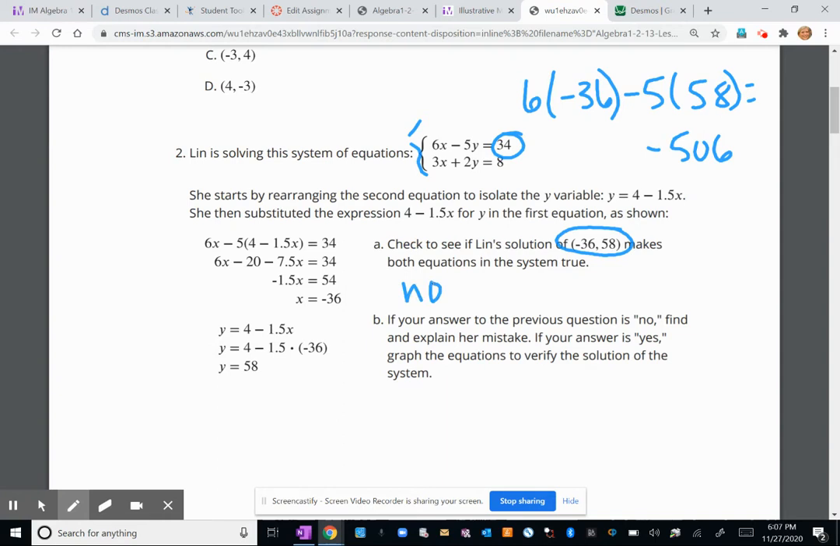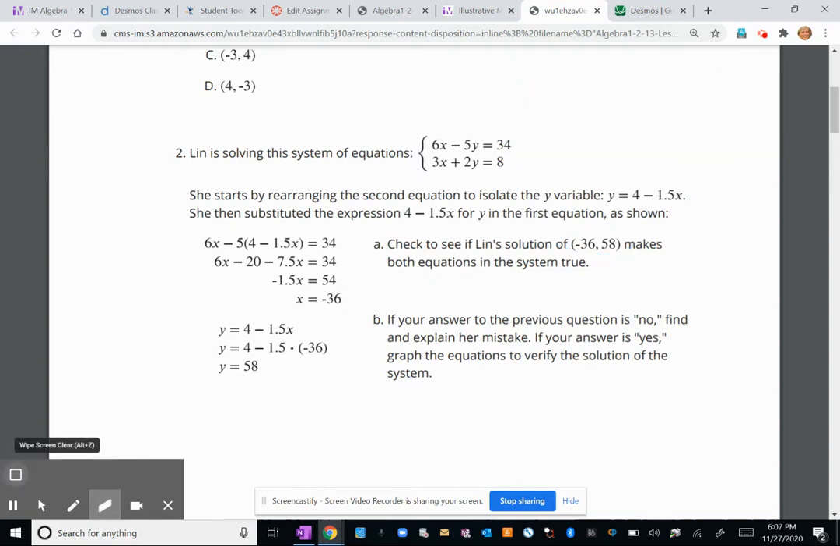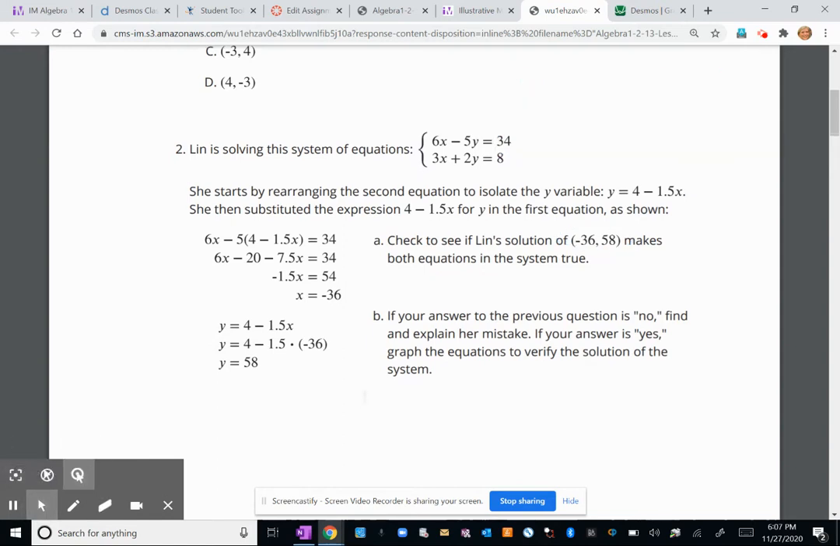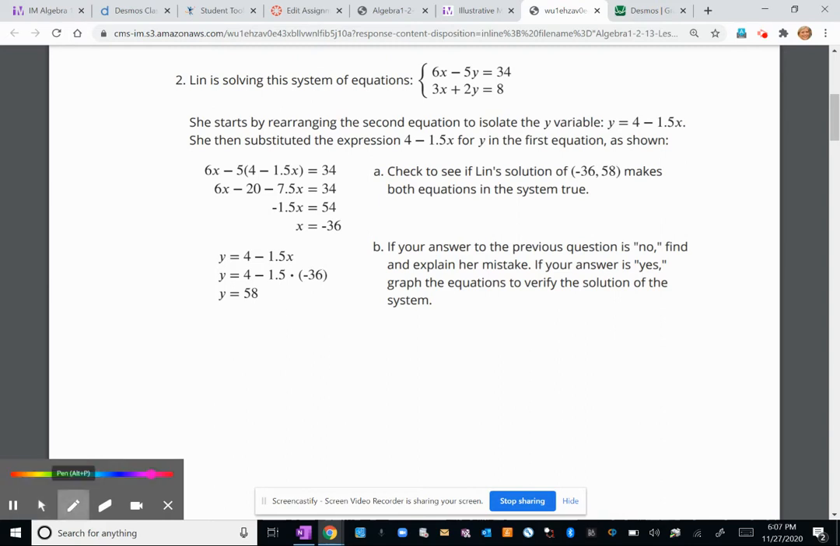So for part B, if your answer to the previous question is no, which it was, find and explain her mistake. So let's take a look at her work. All right, so I'm going to erase all of that to get it out of our way. Okay. So she starts with those two equations there, and it says she rearranges the second equation. So she basically took the 3x minus 2y equals 8, and she started by subtracting the 3x from both sides.